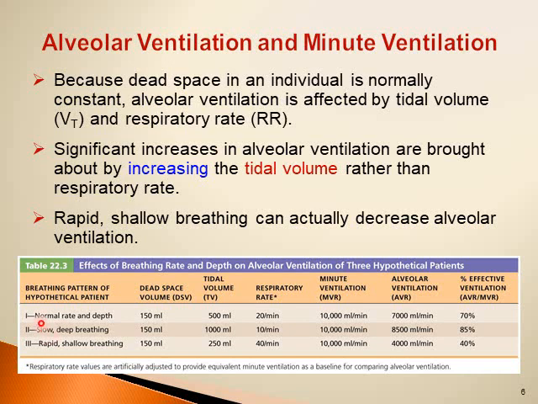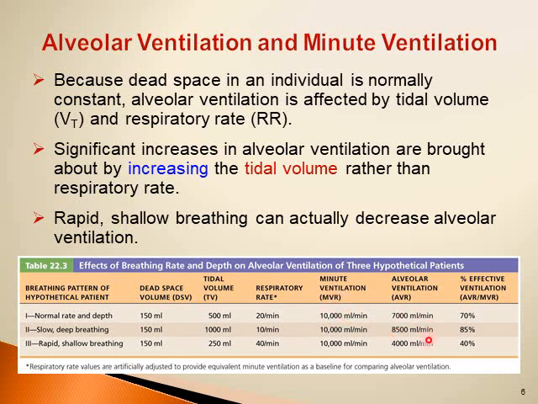So the percent effective ventilation is 70%. Let's see the second example where we have slow, deep breathing. Again, this change in the tidal volume and respiratory rate will not affect the dead space volume, but the tidal volume is high because we have deep breathing. The respiratory rate is low because we have slow breathing, so it is at 10 breaths per minute. The minute ventilation is 10,000 ml, similar to the previous example.